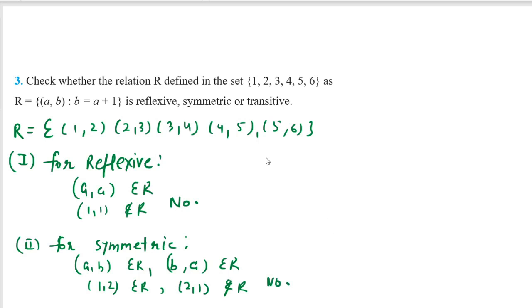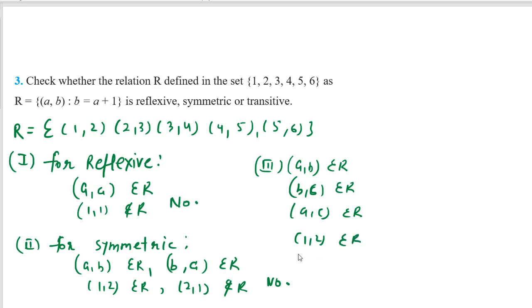Now for the third part, for transitive, the condition of transitive is this one: if a comma b belongs to R and b comma c also belongs to R, and a comma c belongs to R, then it is transitive. So 1 comma 2 belongs to R and 2 comma 3 also belongs to R, but a comma c, that is 1 comma 3, does not belong to R, so it is not transitive. Okay, I hope all of you are getting the point.